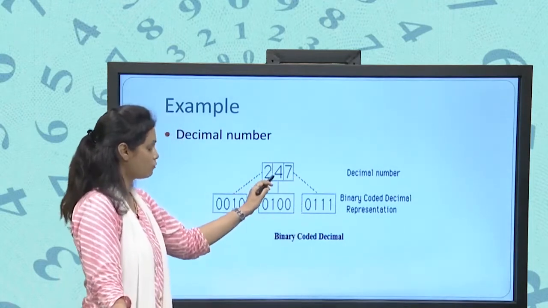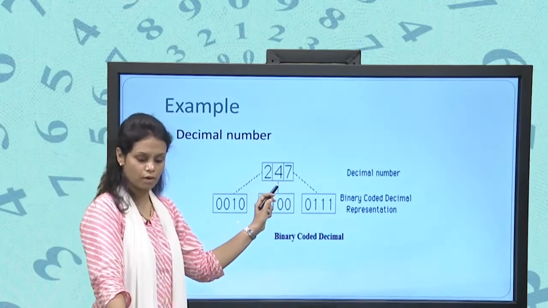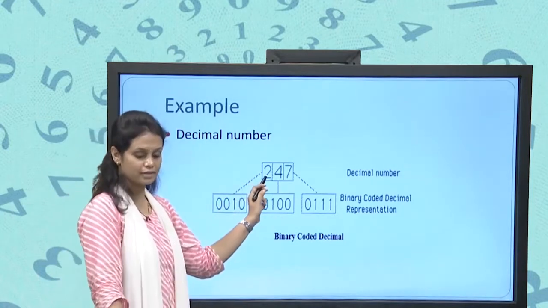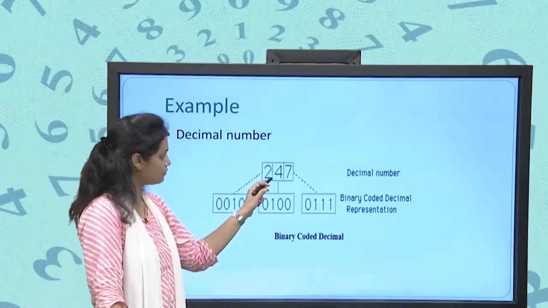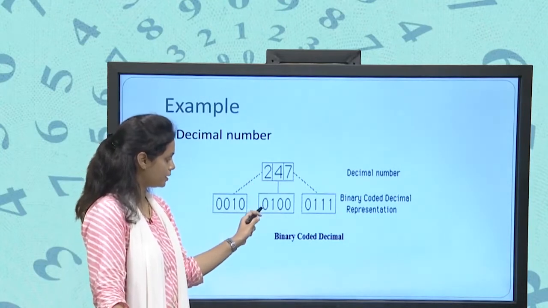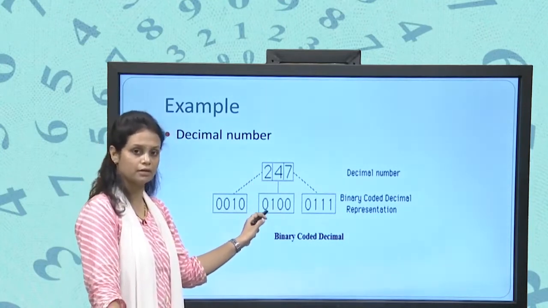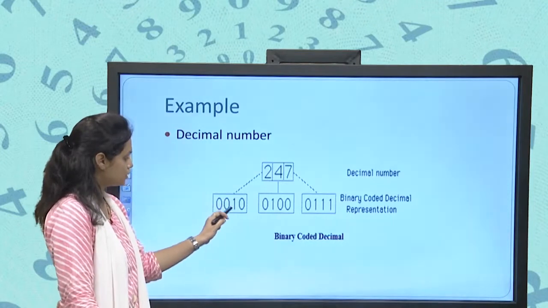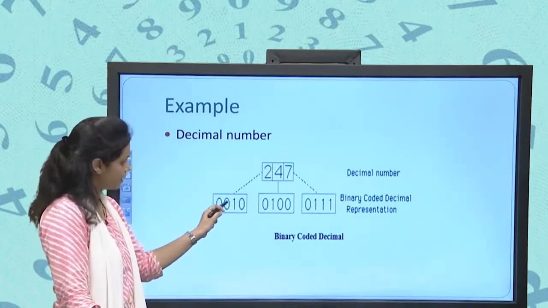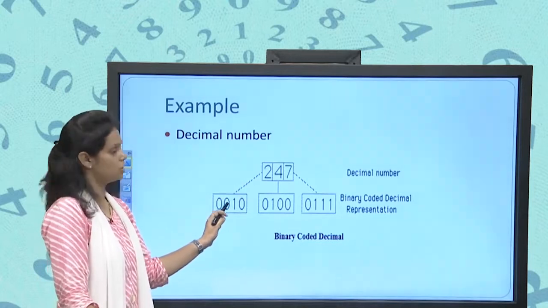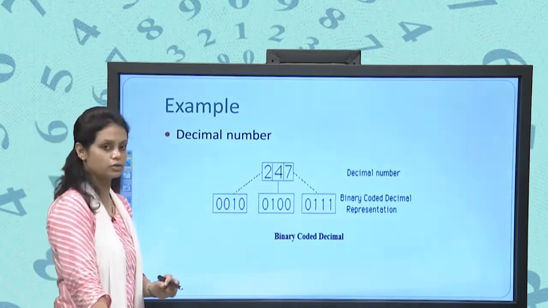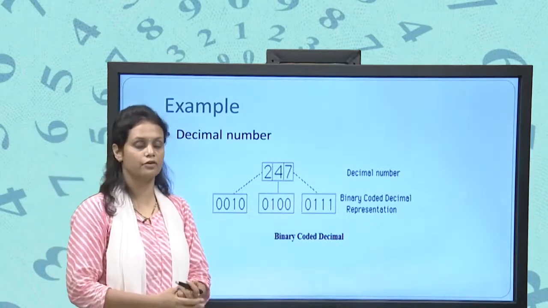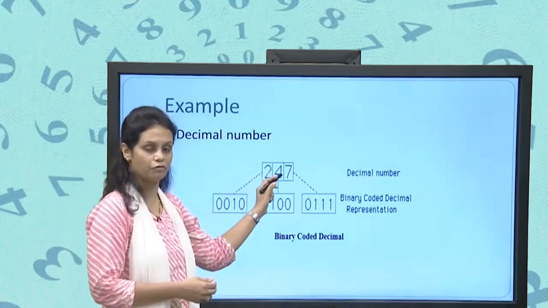Okay. Now how will we separately represent 4? By using 4 bits, right? What is the value? How will we convert it into binary? Again we will write 8421, and at the place of the 4 we will keep 1. Fine. So it is the value of 4 in the binary system. Again for the 2, this is 8421, and at the place of the 2 we will keep 1. So the whole number is 0010, 0100 and 0111. This is the binary coded representation of the decimal number 247.